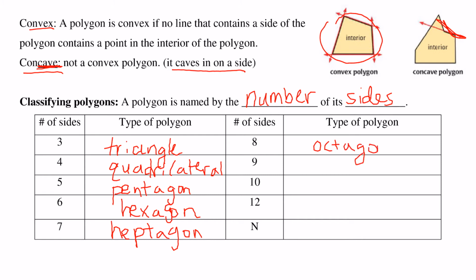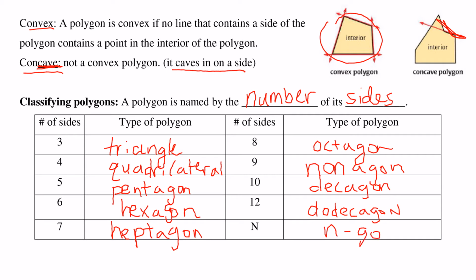9 is a nonagon, so nonagon. 10 and 12 are very similar. If you notice, 11 skipped over for a reason. There's no specific name for an 11-sided figure, but a 10-sided figure is a decagon, and a 12 is a dodecagon. So there's lots of other figures, but there's no specific names for them, so we just call it an n-gon. Is what that's going to look like.